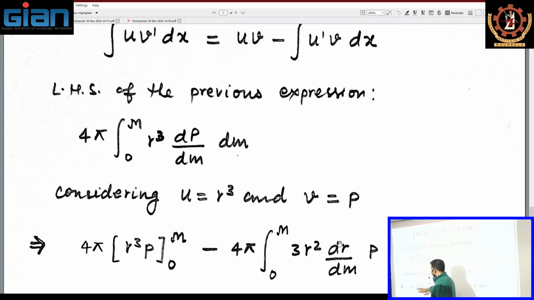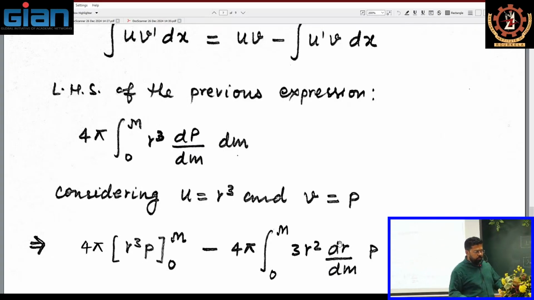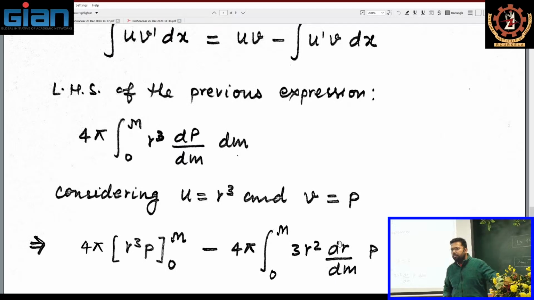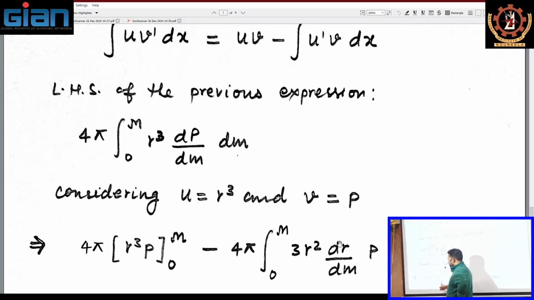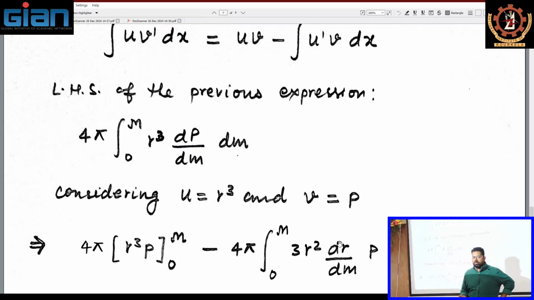Now let's focus on this expression here. What will be the value of this expression? It will have some value or it will vanish? If it will vanish, what is the argument why it will vanish? It will vanish for an obvious reason. At the center where your mass is equal to 0, which quantity will be 0? r will be 0, and at the surface, we can assume that the pressure is approximately 0.